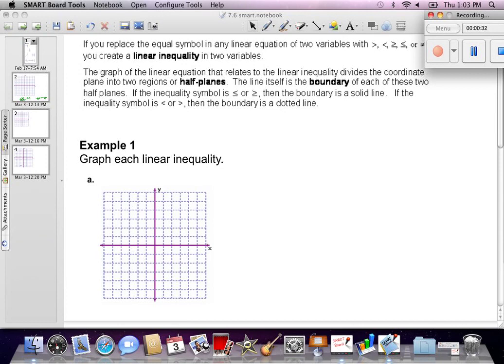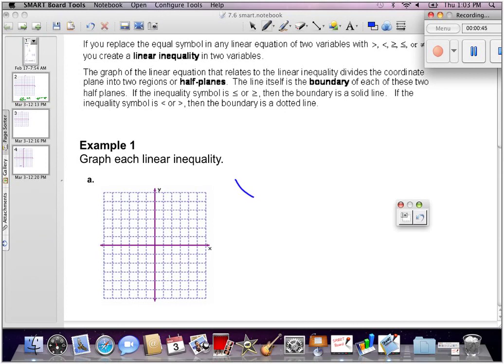If the inequality symbol is less than or equal to, or greater than or equal to, then the boundary line is solid. If the inequality symbol is less than or greater than, then the boundary line is dotted. Okay, so we're going to look at example 1a. We've got the equation y is less than or equal to 2x minus 3.